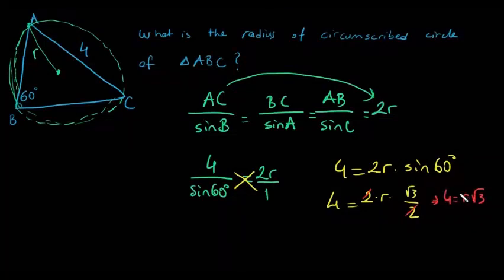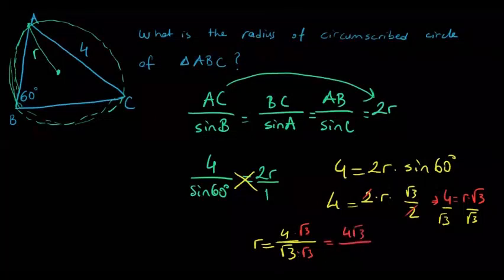I have to find R, so I have to divide both sides by root 3. Both sides divided by root 3, and here root 3 and root 3 will be cancelled out. So R is going to be equal to 4 over root 3. This is the answer, 4 over root 3. But we can always rationalize the denominator, so I'm going to multiply the numerator and the denominator by root 3. 4 root 3 over root 3 times root 3 is 3. So R is equal to 4 root 3 over 3 will be the answer.